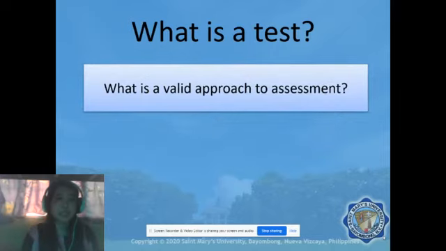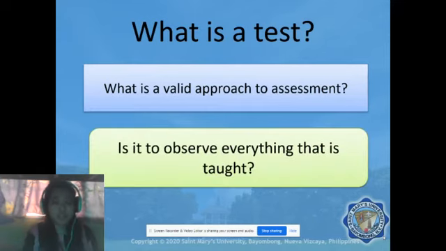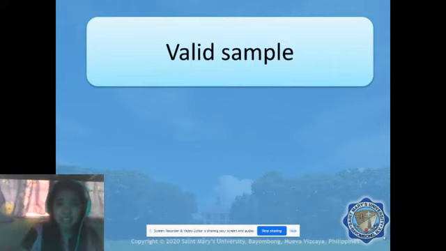So let's ask the question, what is a valid approach then to assessment? So is it to observe everything that is taught? Well, ideally, yes, it is to observe everything that is taught. However, it is not possible for us to include everything because, of course, of too many informations that need to be recorded and too many information that needs to be processed. And the question is, how will you process the data obtained? So what is the usual situation now is just to consider one valid sample.